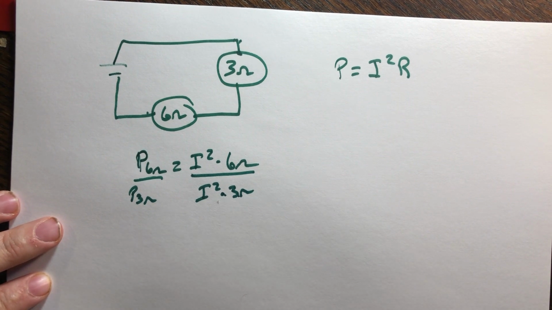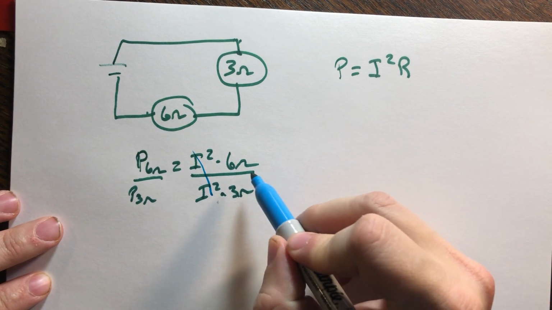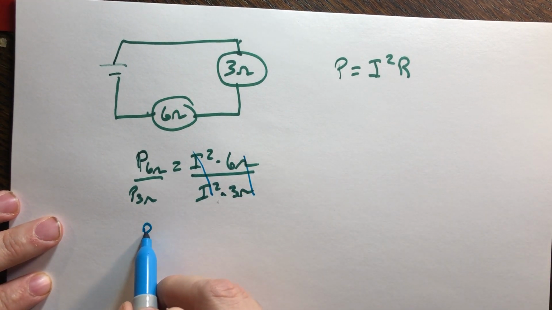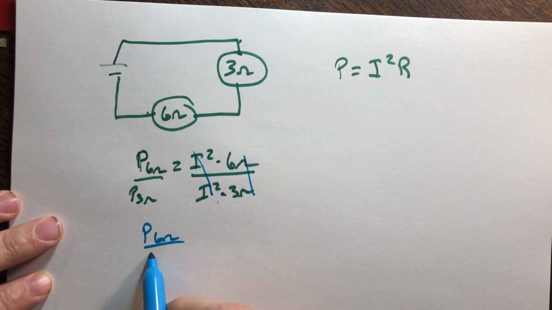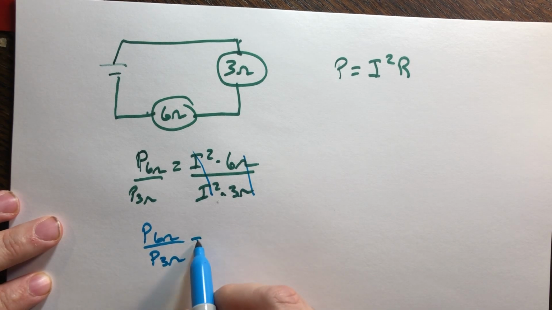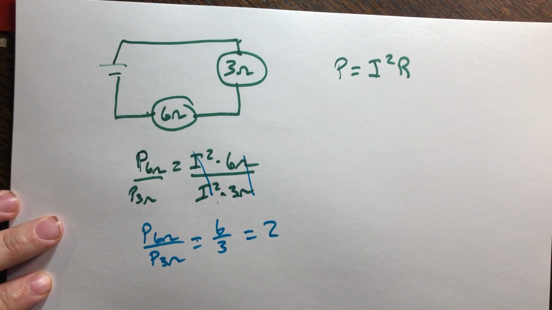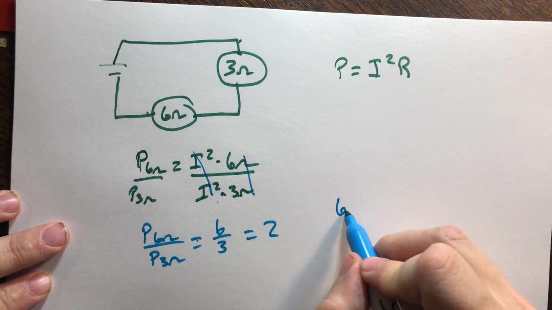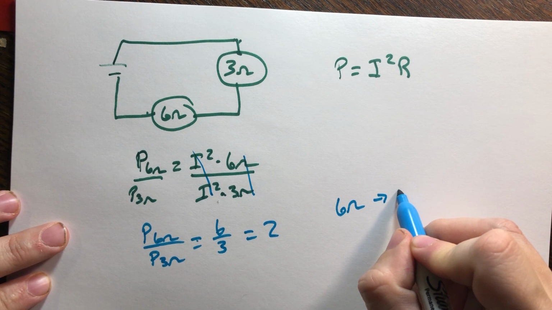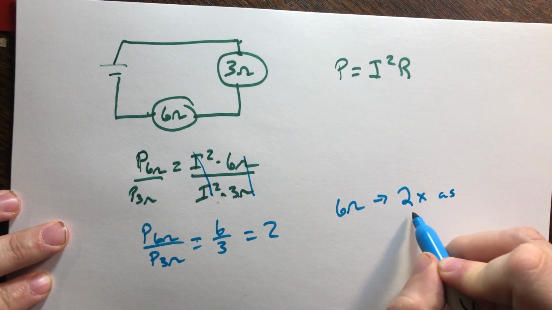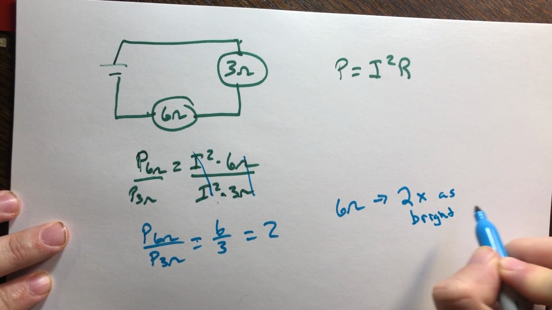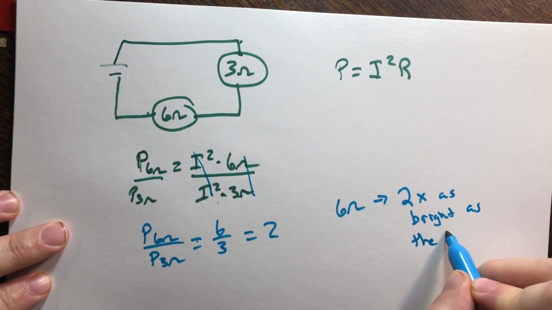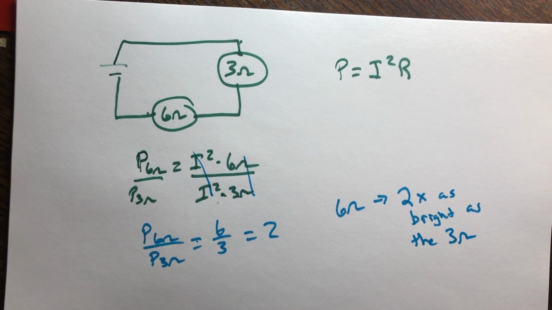And again, we know that the current is the same, so those cancel out. So we get the power of the 6 ohm over the 3 ohm is simply 6 divided by 3, which gives us 2. All that means is that the 6 ohm light bulb is 2 times as bright as the 3 ohm light bulb. So the 6 ohm is brighter, and twice as much so. Okay, so that's part 1.